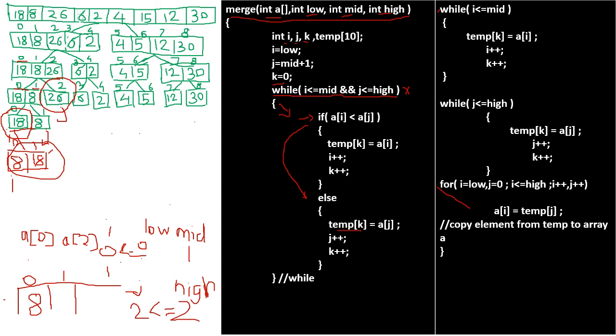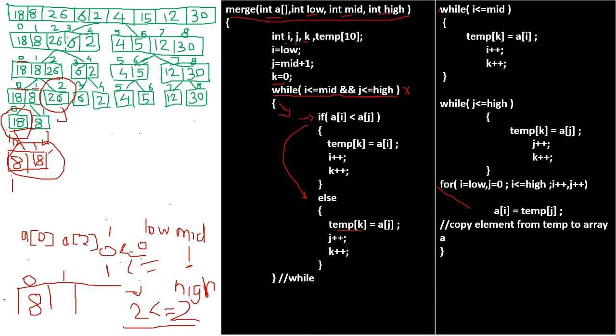Again check, is i less than or equal to mid? Is 1 less than or equal to 1? Yes, it is, because the mid value is 1. Then check the next condition, that is, is j less than or equal to high? Yes, this condition is also true, that is, 2 is less than or equal to 2.